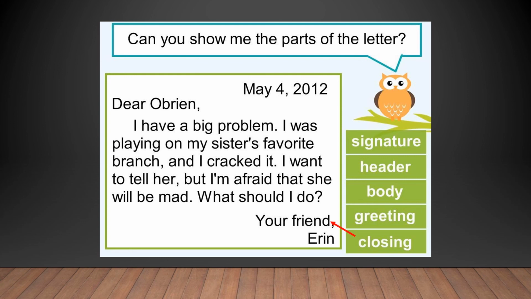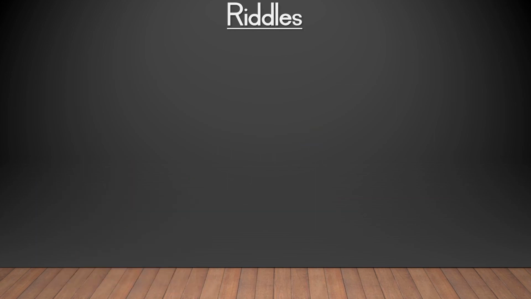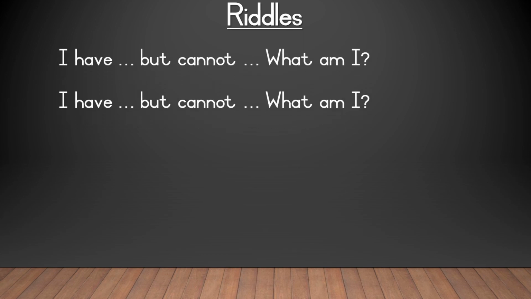Okay, off to the second last part, writing. Now what we're going to do is, if you have a paper there, I want you to write it on your paper. Otherwise, if your mum or dad can lend you their phone on the notes part, then you can borrow it and type it there. Otherwise, you can write it on the ground, or you can just say it out. Okay, we're going to write 2 riddles. Now I want you to think about it. I want you to start with I have, and continue, but cannot, and end with what am I. After that, if you have a paper, I want you to draw a picture about your answer after it.